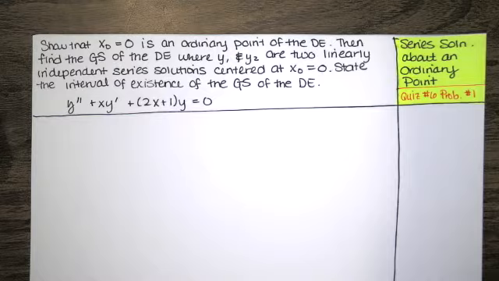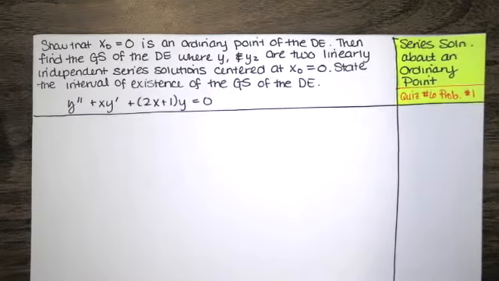We also want to state the interval of existence of the general solution of the differential equation. And I guess we should say how many terms we want of each of those independent series solutions. So let's say that we want 4 non-zero terms of each of those solutions.